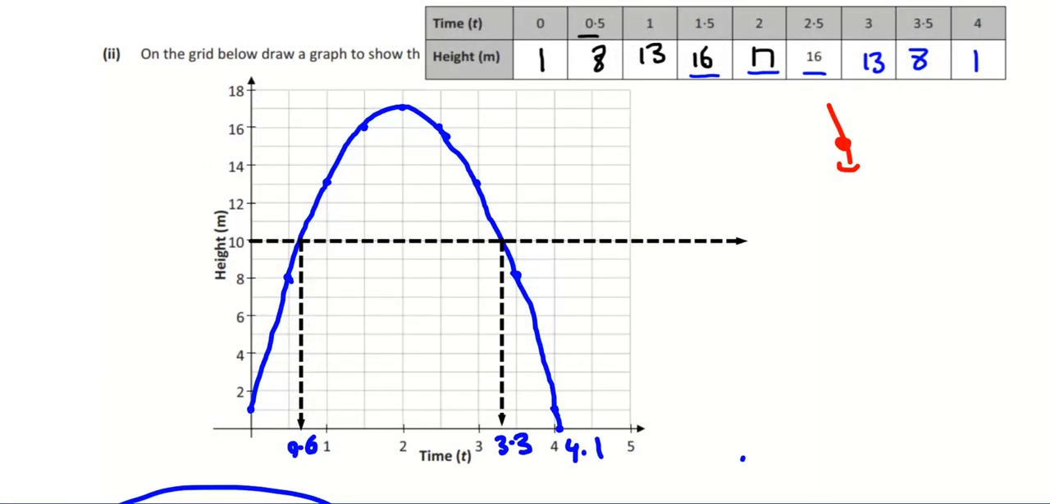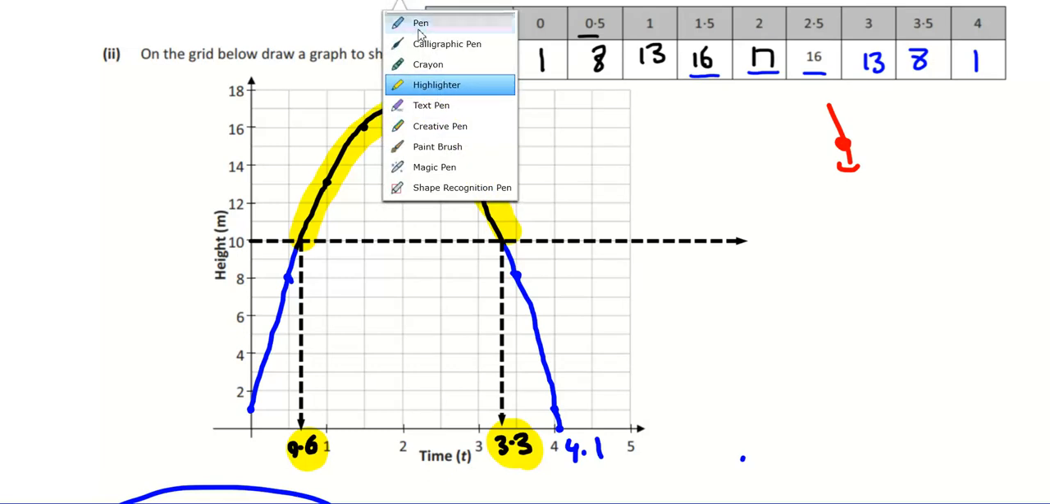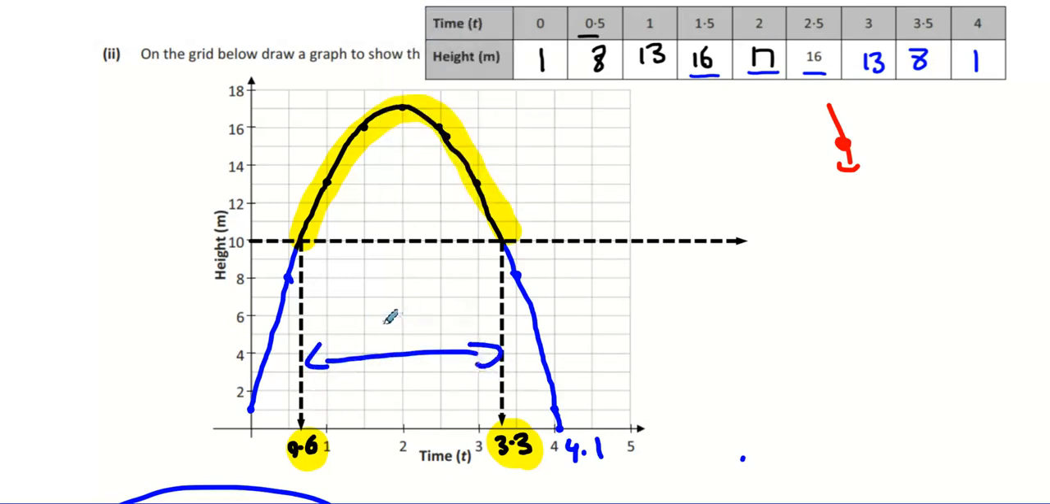Okay, because realistically, it's this time here. It's above 10 meters in this time frame here. And this time frame here is in between 0.6 and 3.3, which, as we said earlier, is a width of 2.7 seconds. Okay.